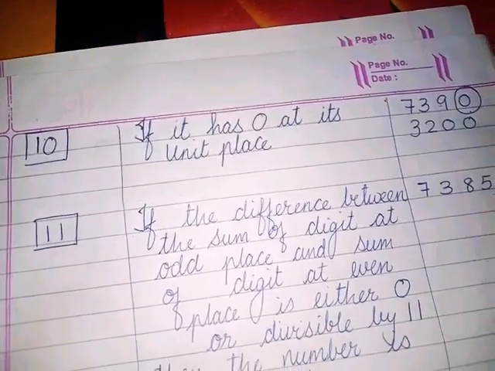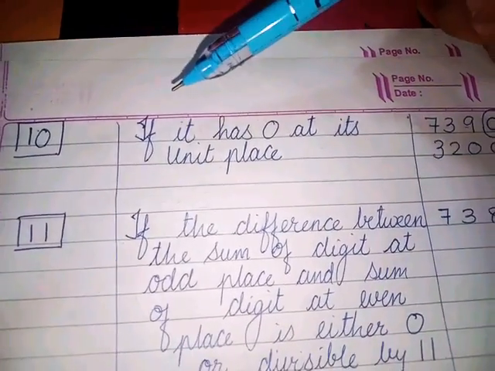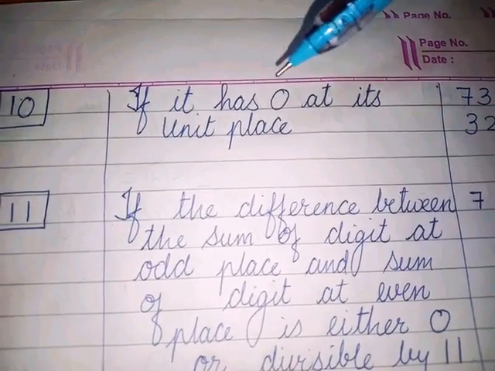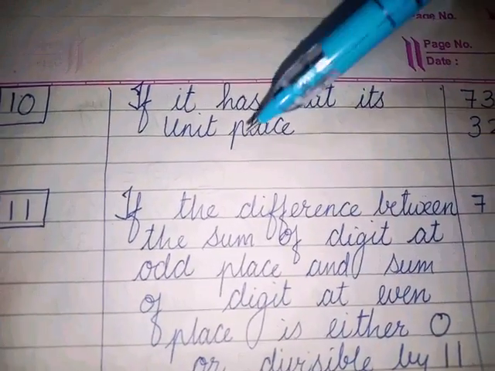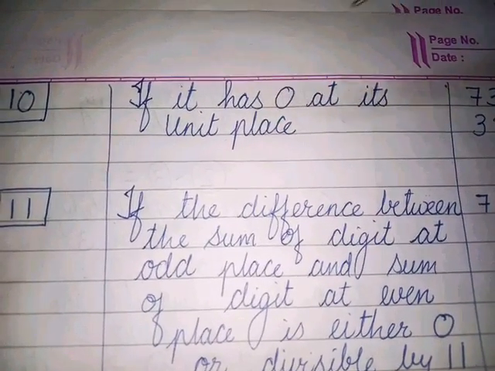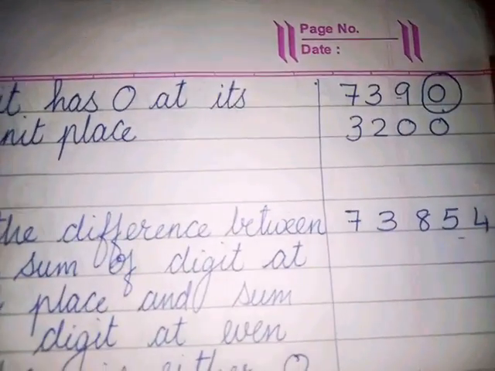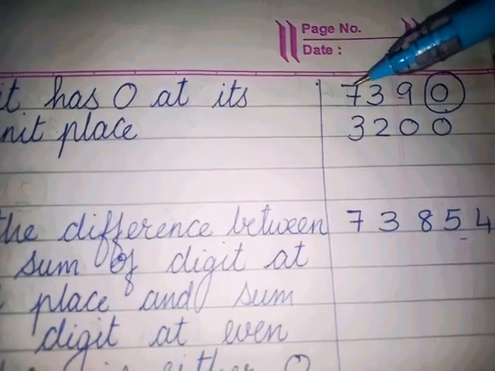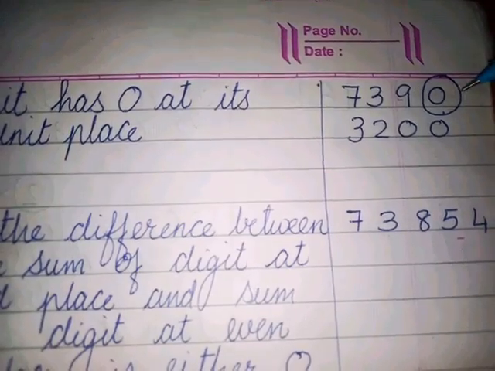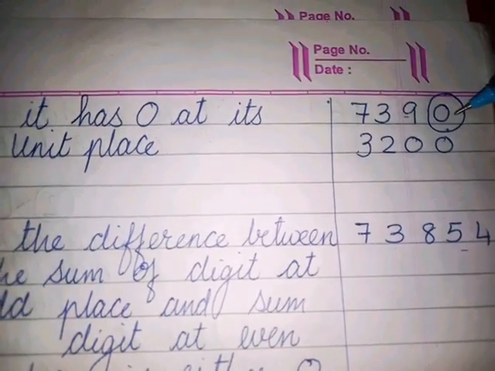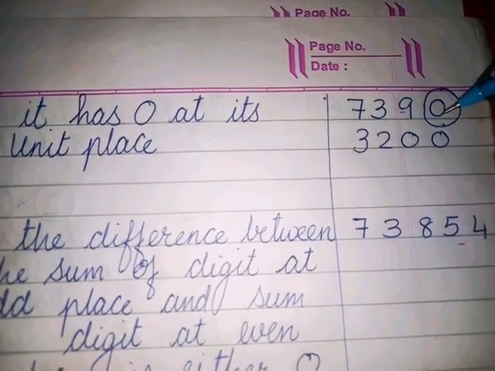Now we need to see for 10. Is the number divisible by 10? How can we check? The rule is, if it has 0 at its unit place, then we can say that the number is divisible by 10. Let's take an example: 7390. At the unit place, the number should be 0. Here it is 0. So we can say that this is divisible by 10.